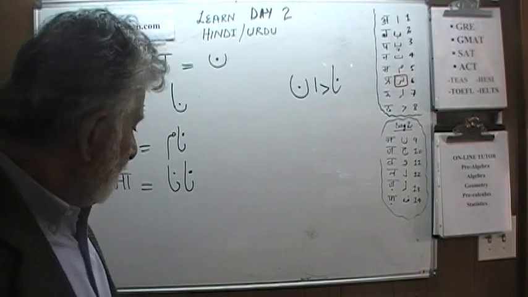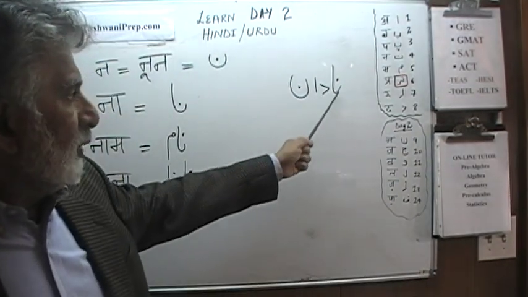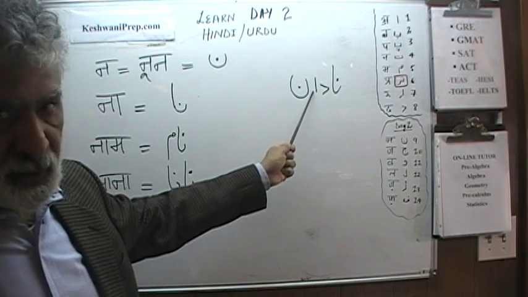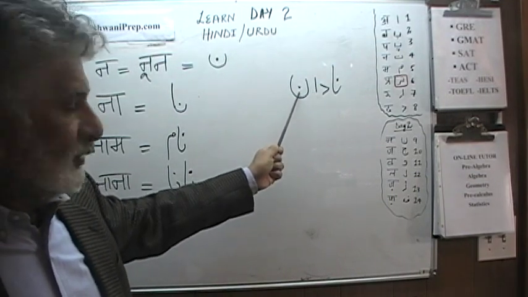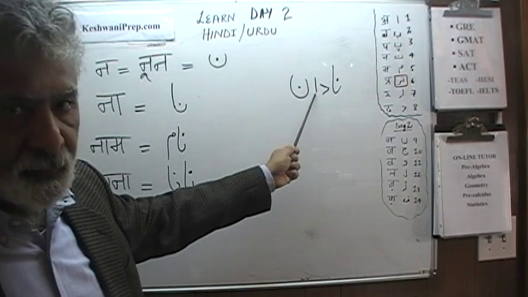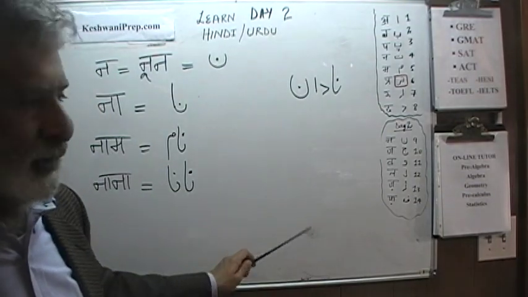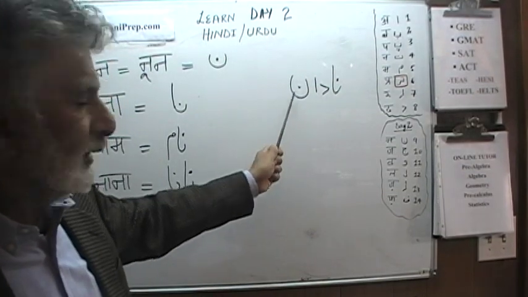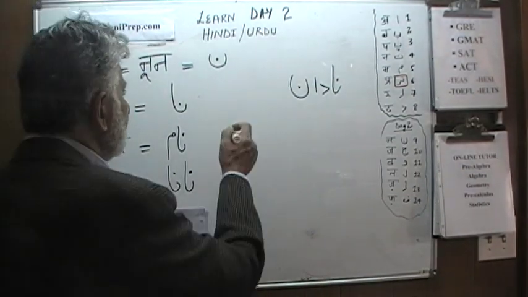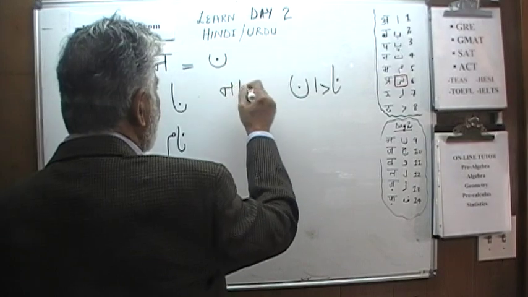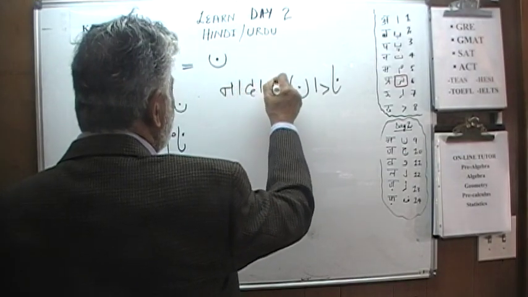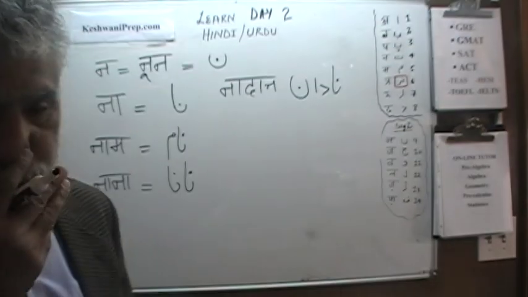So here, Noon and Alif is going to join, becomes Na, but Dal and Alif do not join. Neither does the Noon with the Alif. So Dal and Alif and Noon are going to be by themselves, and it becomes Na, Da, Na, Nadan. Nadan, as in naive, childlike, innocent.